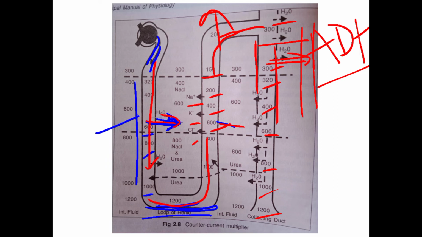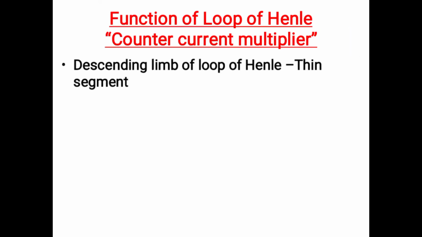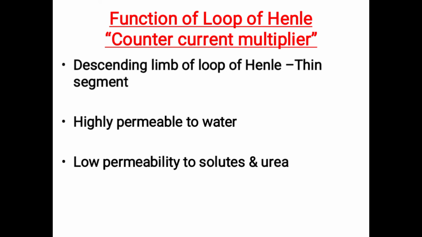While entering the collecting duct, due to the action of antidiuretic hormone, the water again gets reabsorbed into the interstitium, into the medulla, so the urine gets concentrated. So that is the counter current multiplier. The same thing I explained.